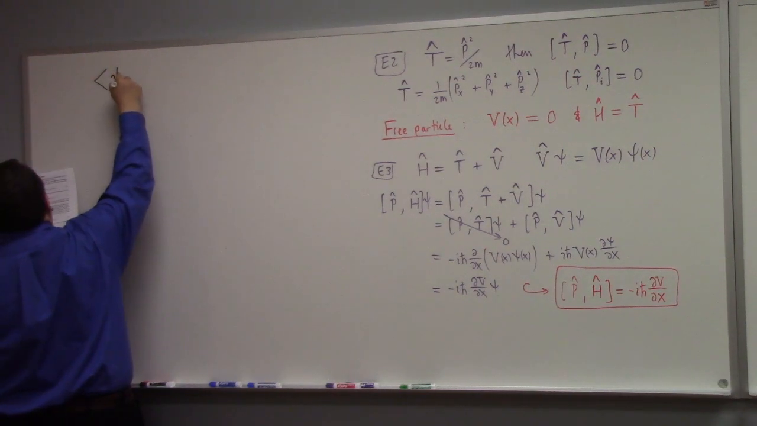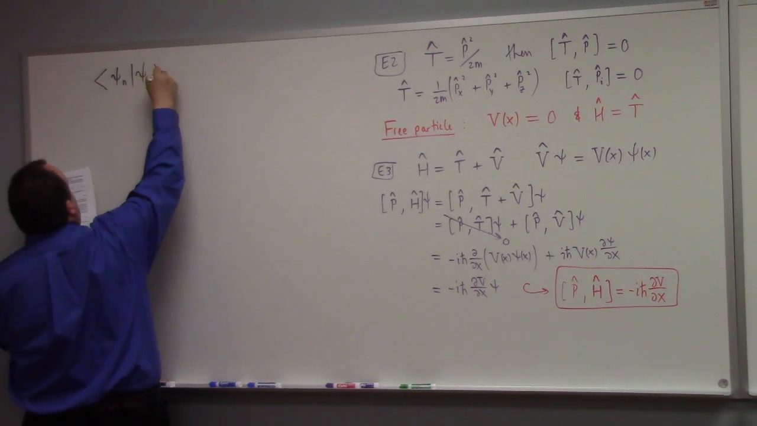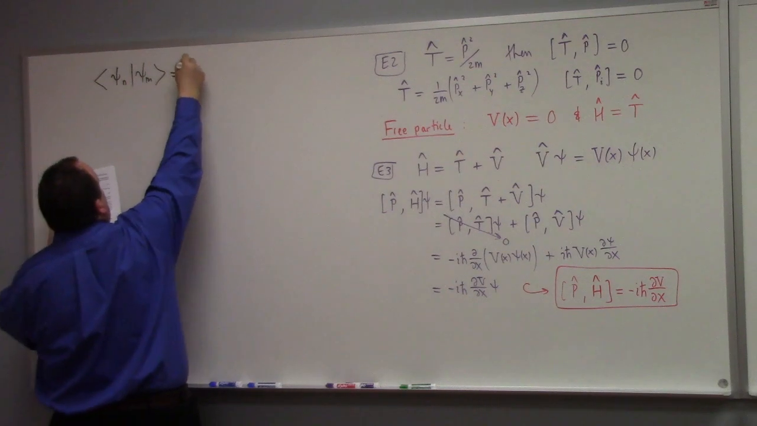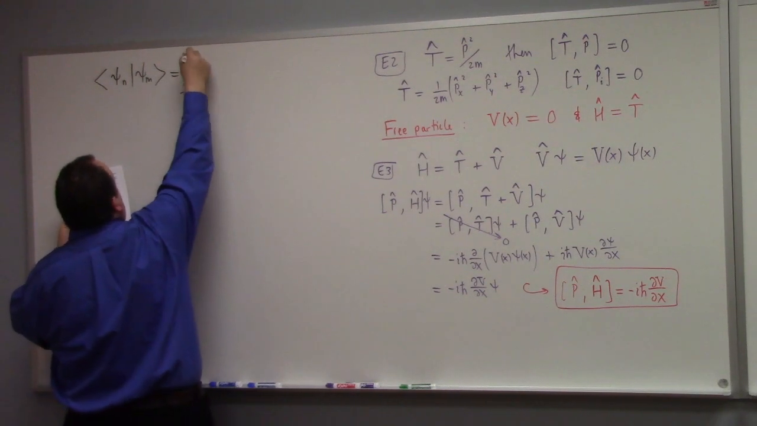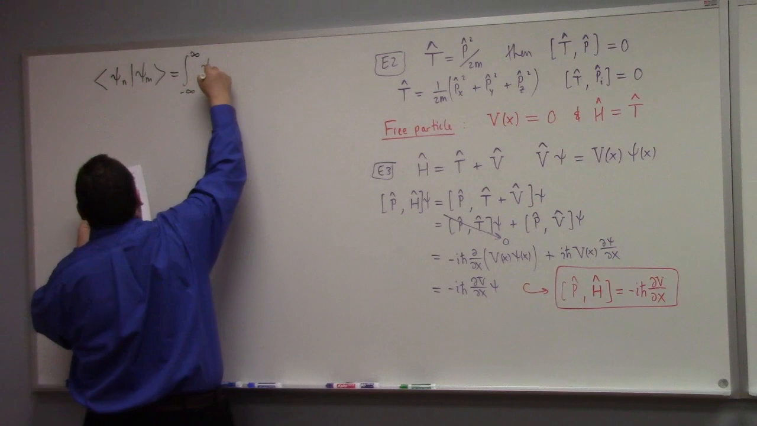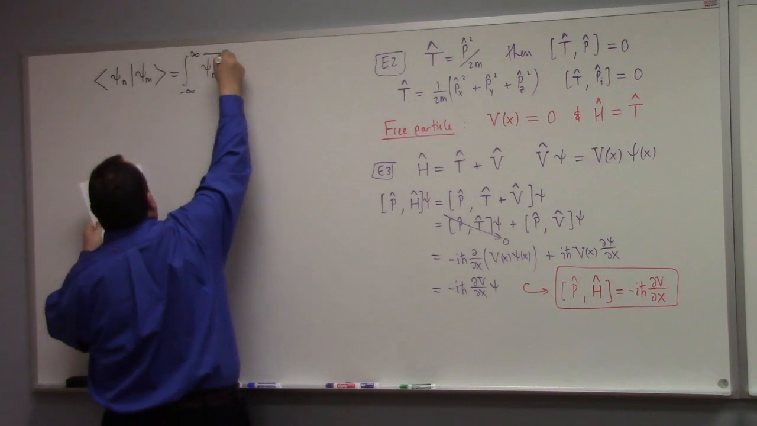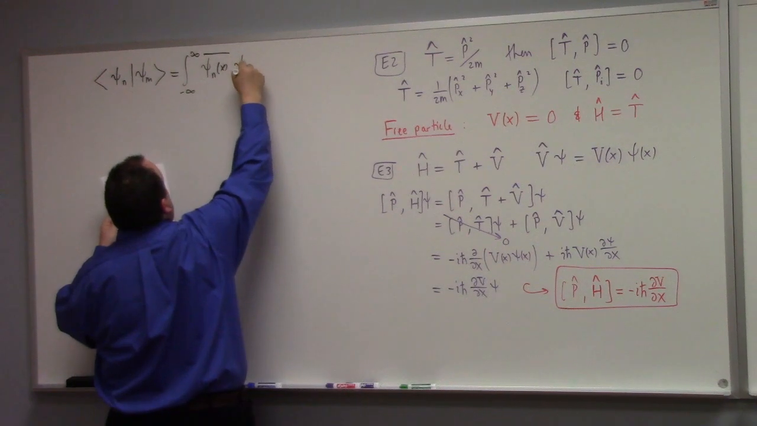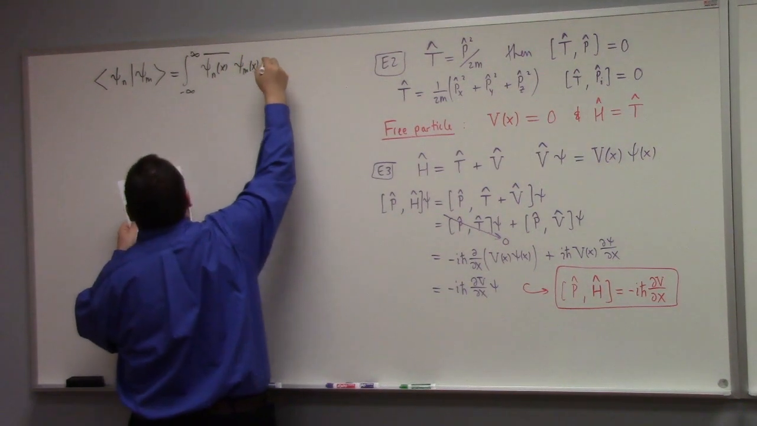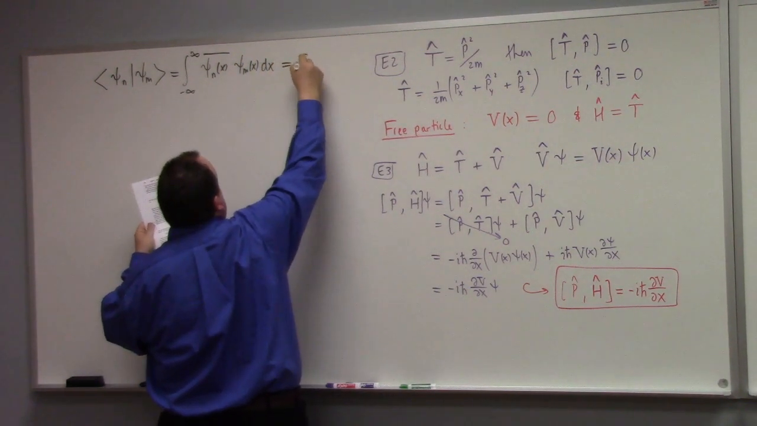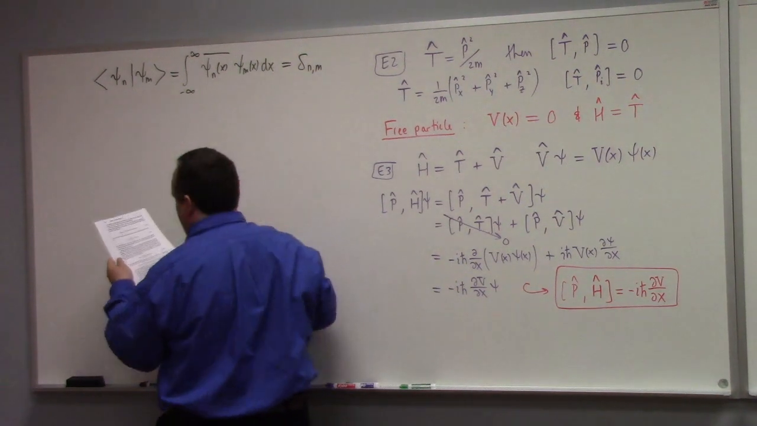So anyway, just to put some notation up on the board here, the complete orthonormal system looks like this: the inner product of psi n and psi m equals the integral from minus infinity to infinity of psi n of x conjugate times psi m of x dx. And that is, of course, going to give you the Kronecker delta n m.